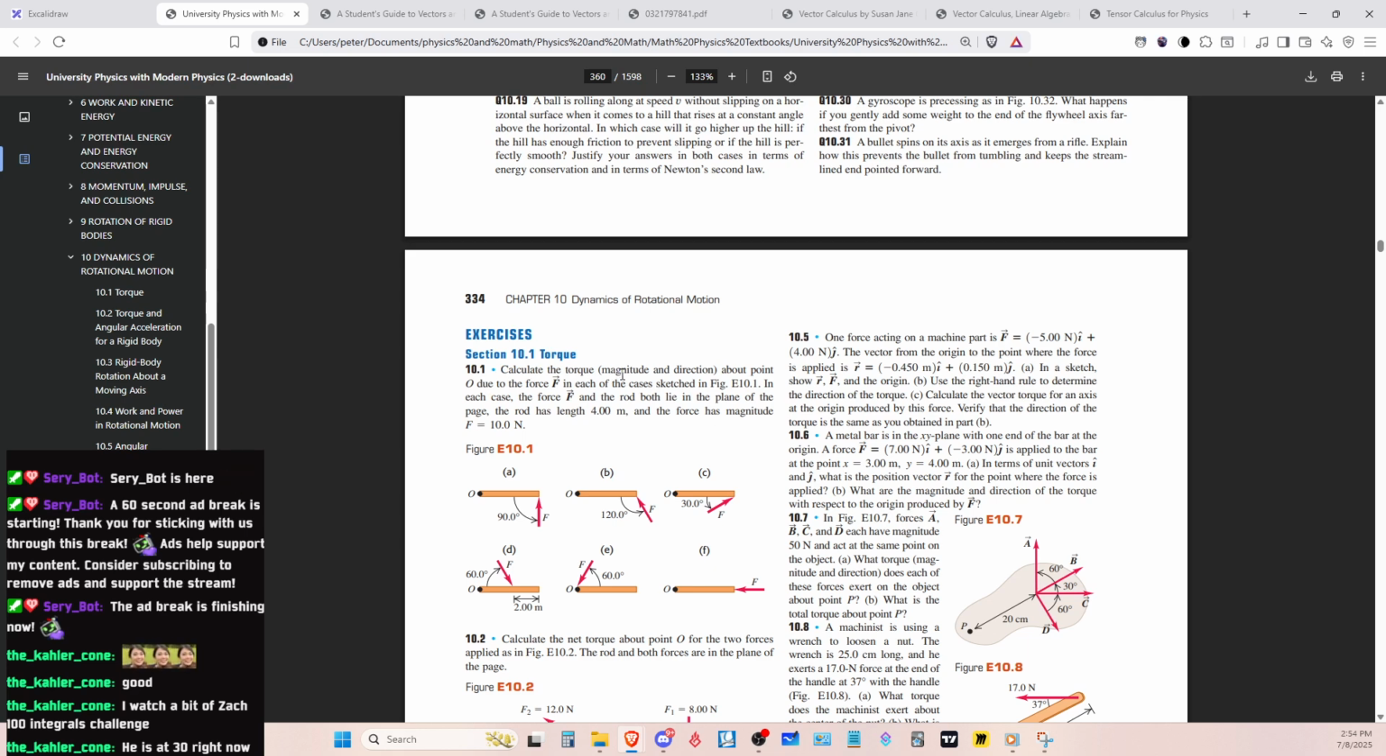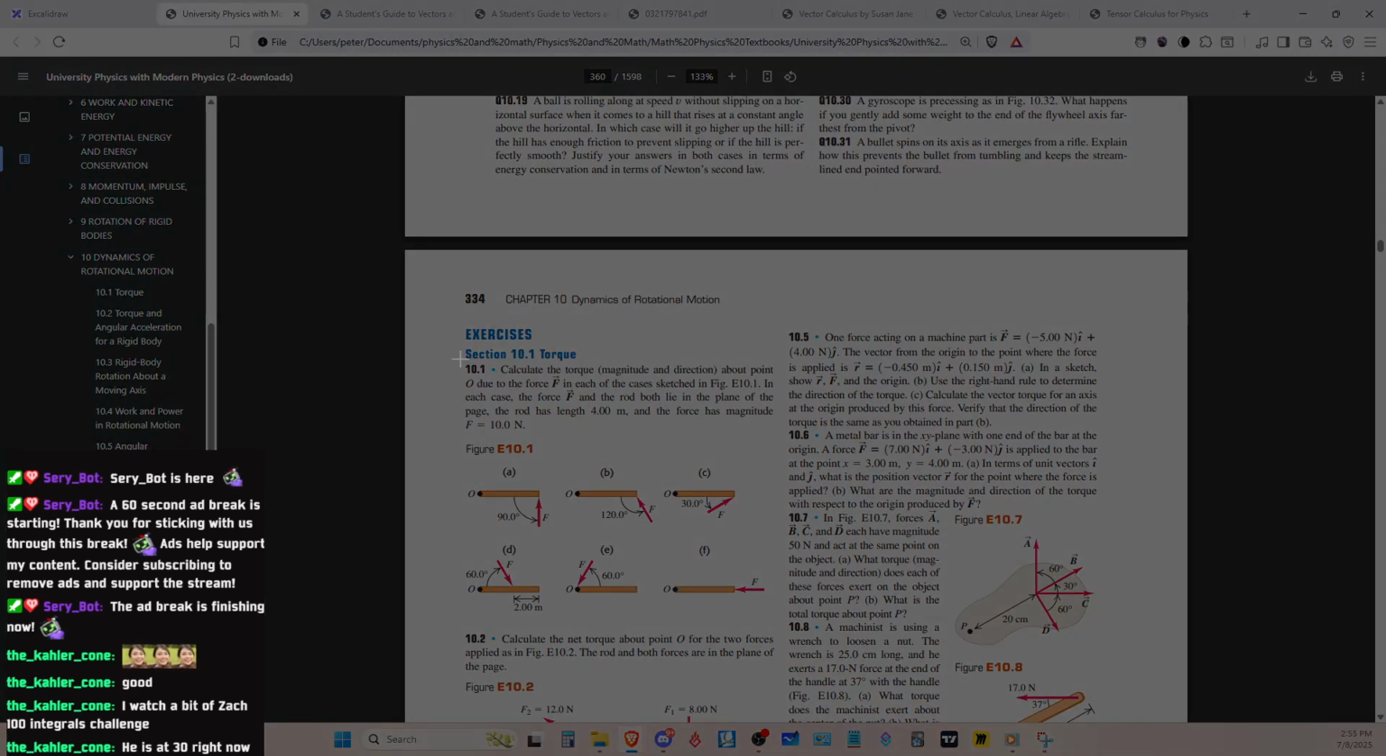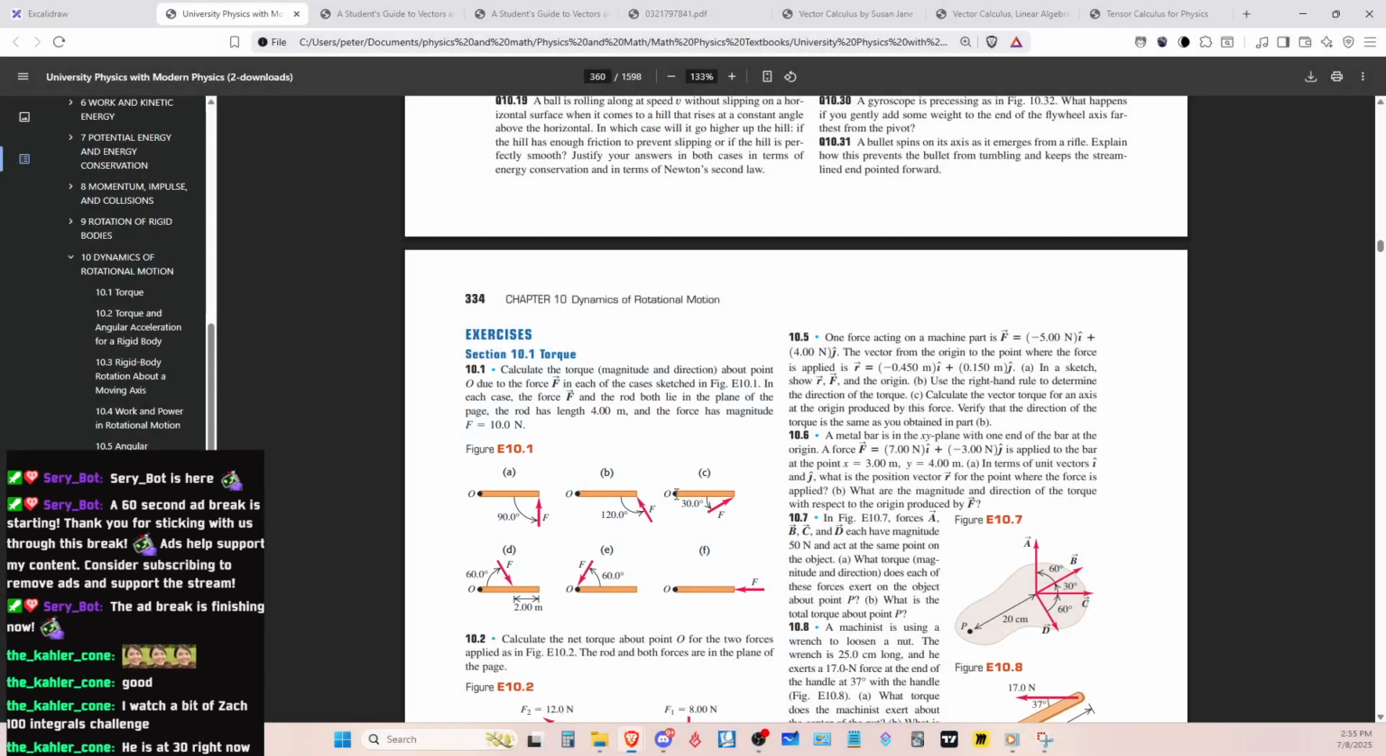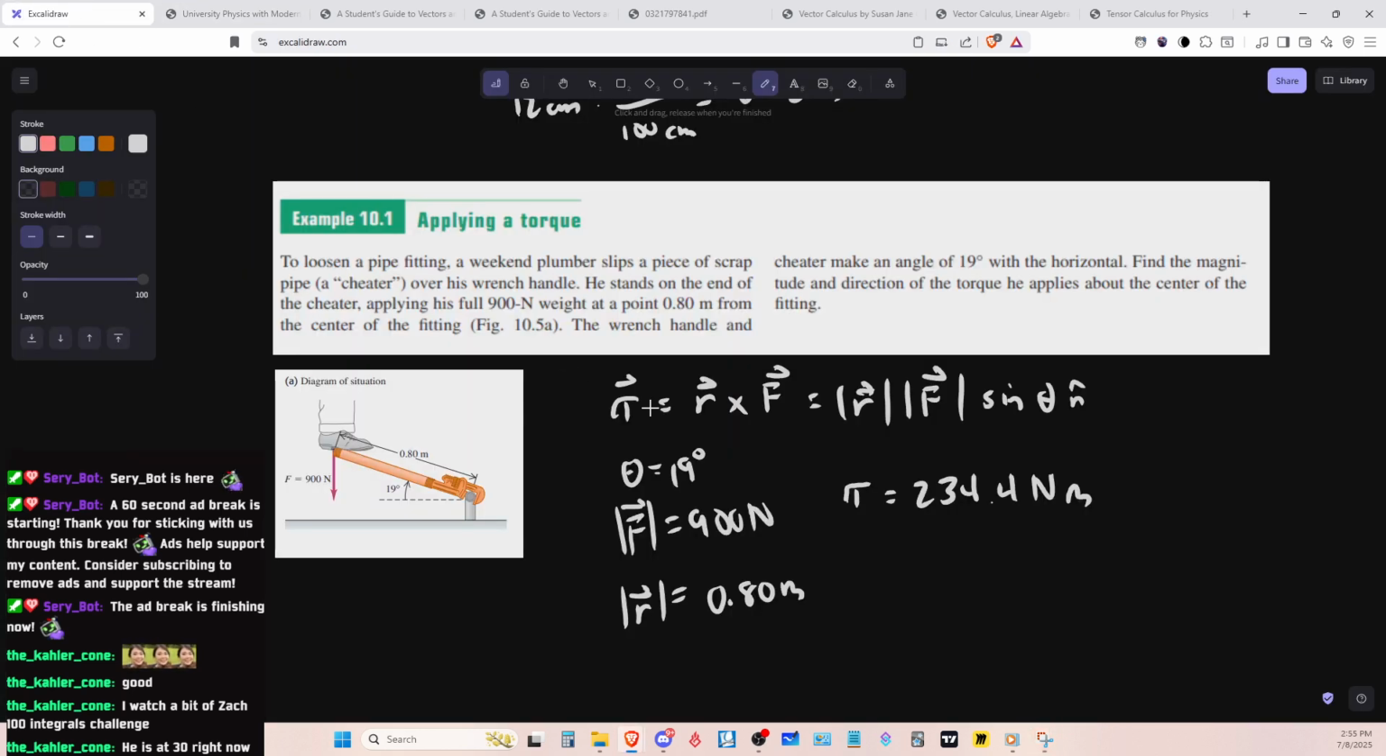Calculate the torque, magnitude, and direction about the point. Okay, this one seems like a simple one. A simple one we can try. Even though a problem looks simple, that doesn't mean it is simple. And it is one dot, so that means it's going to be one that you have to apply the principles to.